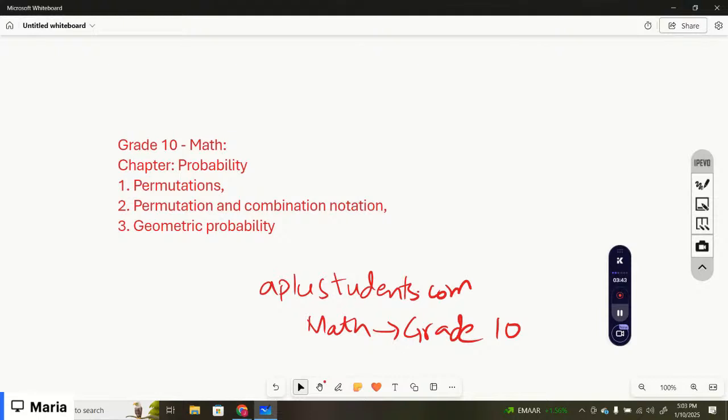We're going to start with the chapter probability. The lessons we're going to cover today are permutations, permutations and combination notation, and geometric probability.